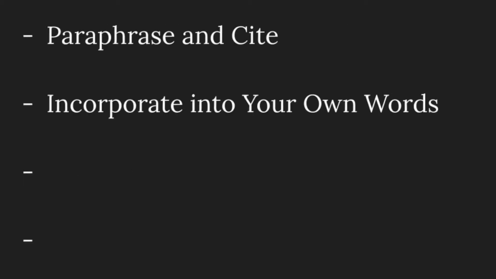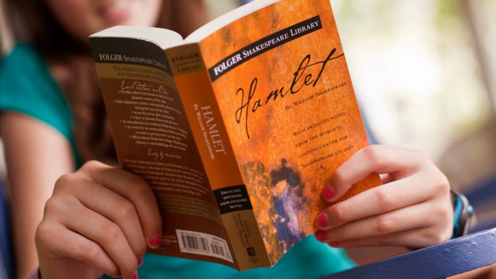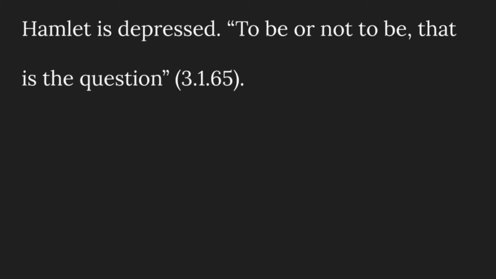All right, the third style of how to use textual evidence has to do with introducing quotes in your writing. So let's turn to another famous literary example here, Hamlet. So I see this sort of sentence all the time. Hamlet is depressed. To be or not to be, that is the question. And it's cited properly, Act 3, Scene 1, line 65, but the actual flow of the sentence is quite harsh.